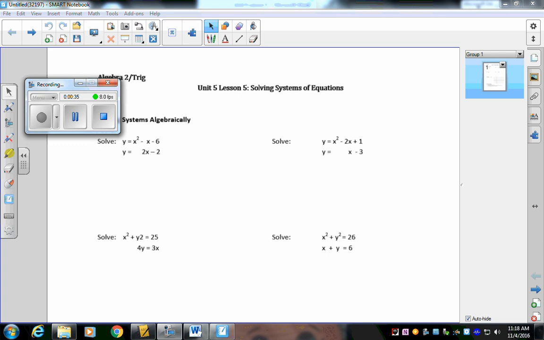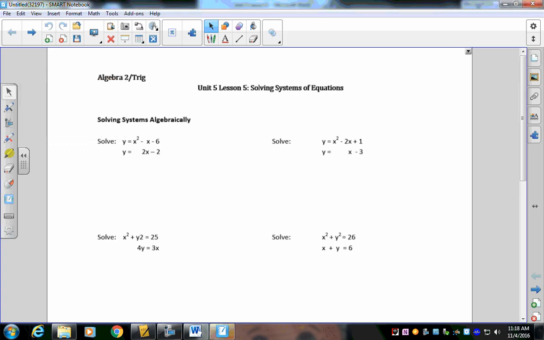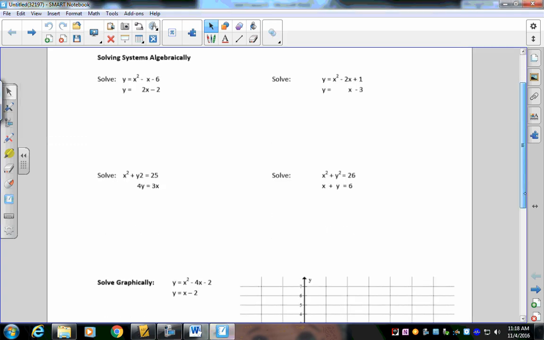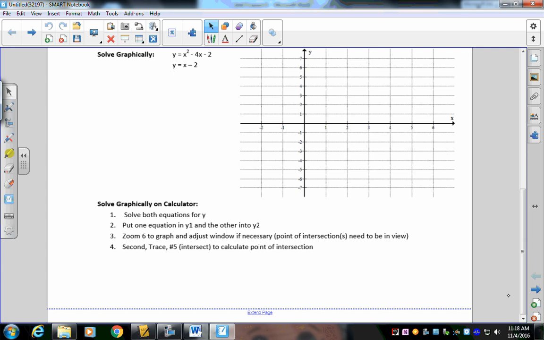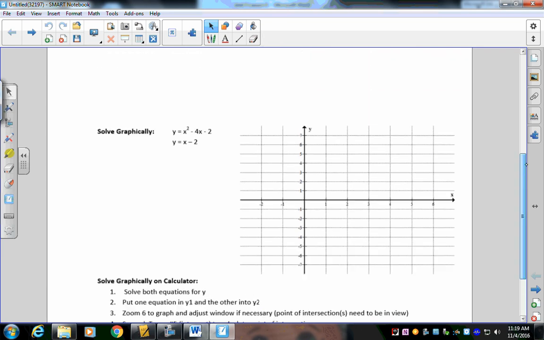And then there's also a component where we are going to be learning how to do some of this on our calculator. Now, I can't pull up the actual calculator on my smartboard while recording. It won't let me do both at the same time. So if you did miss class and are watching this for the first time, please make sure you do come see me to make sure you understand how to do it on the calculator. Okay? All right, so let's get started.